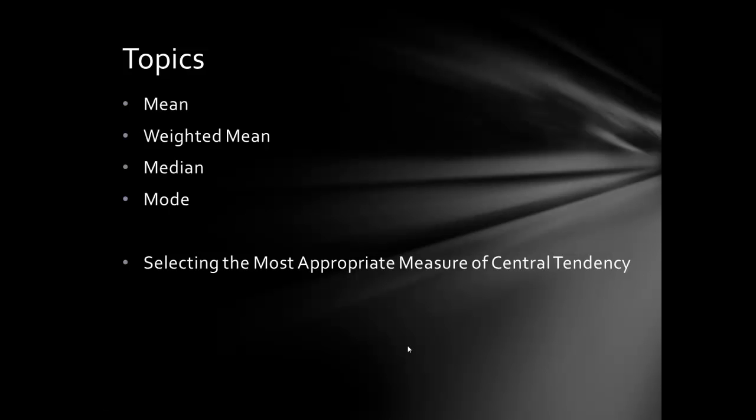So just a summary of the topics that are going to be covered in this lecture. First, we will talk about the mean, which is the most commonly used measure of central tendency. Then I will talk about the weighted mean, which is an application of the mean when you're combining two different samples together. Then I'm going to talk about the median, which is just the midpoint of scores. And the mode, which is the most frequently occurring score or set of scores. And then finally, I'll tell you how to select the most appropriate measure of central tendency based on the scale of measurement and the shape of the distribution for your data.